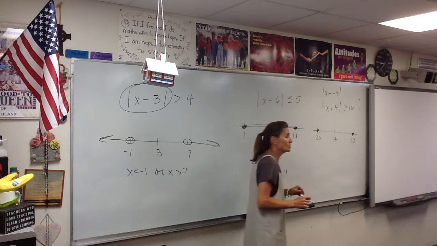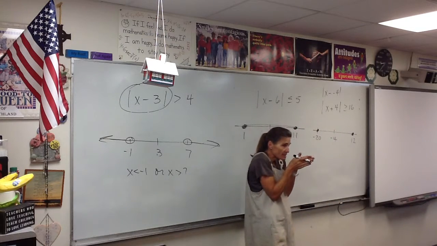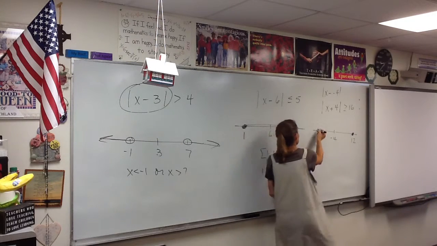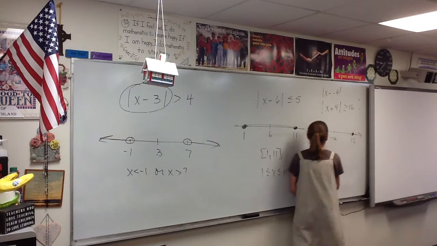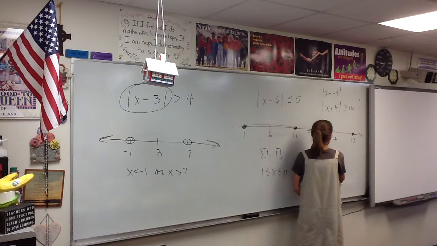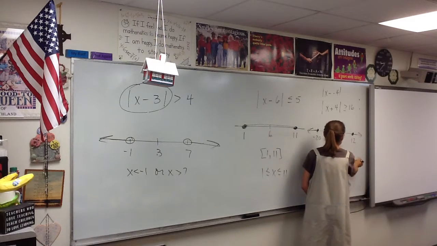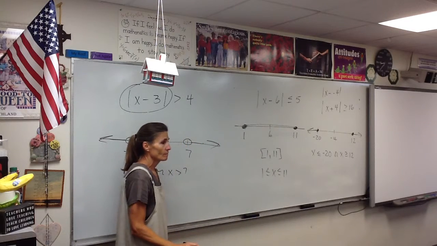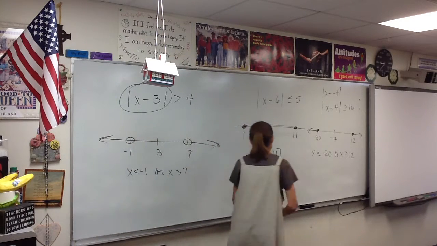Now pay attention. Do you want your distance to be less than 16 or more than 16? More. So we're going to shade out. Less than or equal to -20 or greater than or equal to 12. Okay, throw one more curve in there.